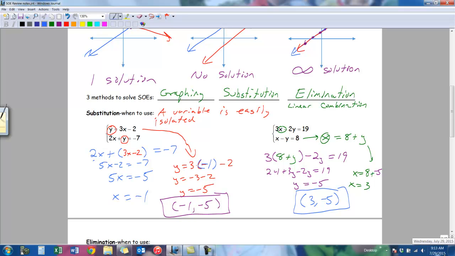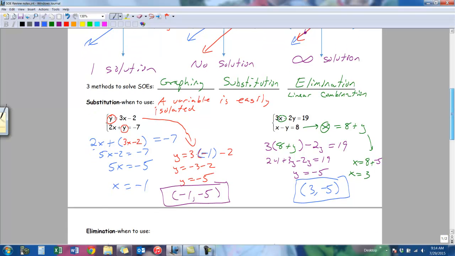So hopefully you came up with 3, negative 5. Now, one way that you can check your answer is to take your solution and plug it back into the original equations. For both equations, it should come out to be true in both places. 3 times 3 is 9. Negative 2 times negative 5 is 10. 9 plus 10 is 19. So that one worked. And then you got 3 minus negative 5, that's plus 5, so that's 8. So that is indeed the solution.